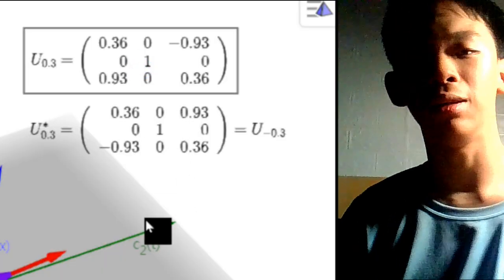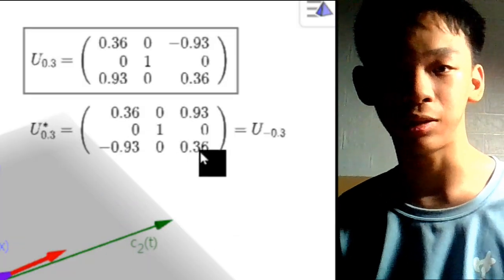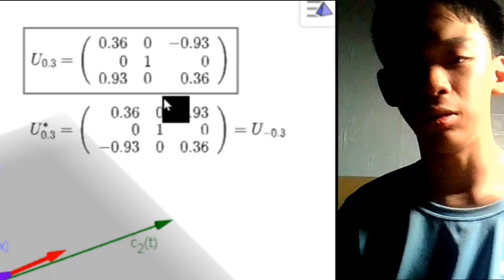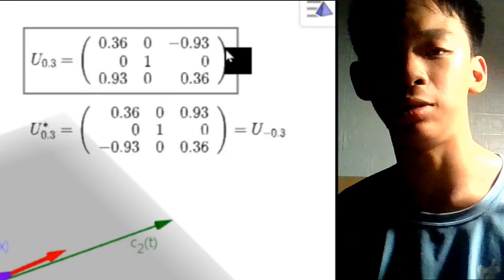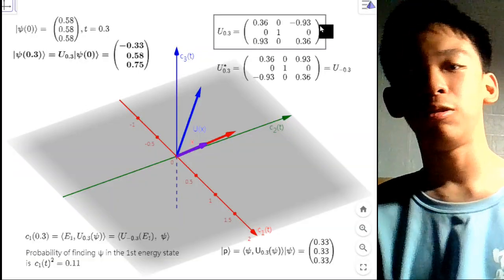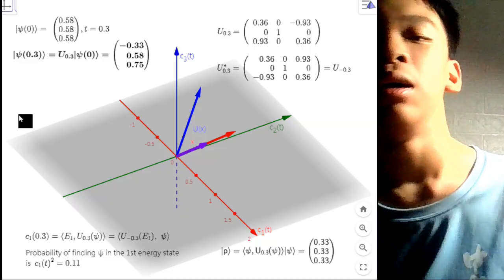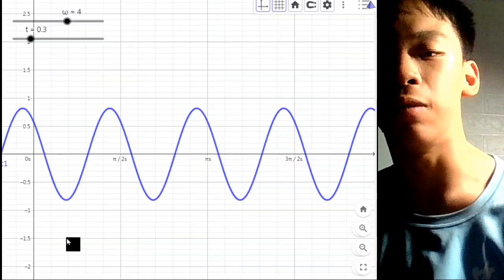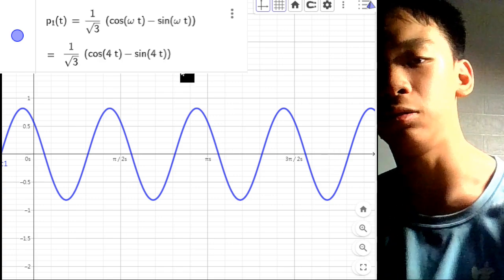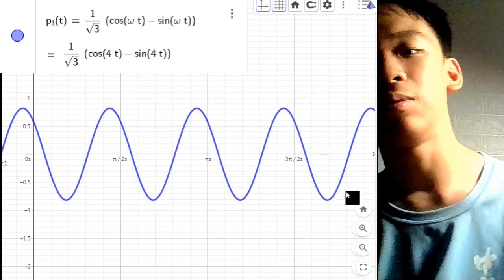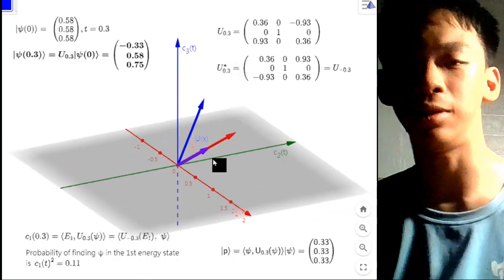For example, when t equals 0.3, the adjoint of U is this matrix right here, and the original U at 0.3 is this matrix shown here. Although this rotation preserves length, it changes the coefficients of psi. c1, the coefficient of the first basis state, now changes in time according to the following function. The vector p, shown in purple, is the projection of psi of t onto psi of 0.